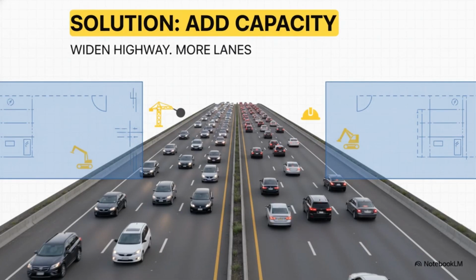So naturally, the solution seems just as simple. If the pipe is too small, you just make it bigger. You widen the highway, add a few more lanes, and create more space for all those cars. It's a logical, direct, and frankly, expensive response to the problem we see.